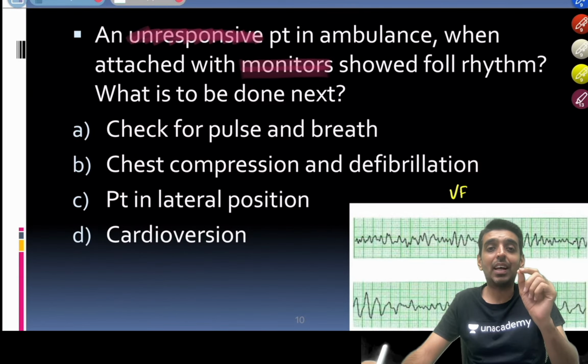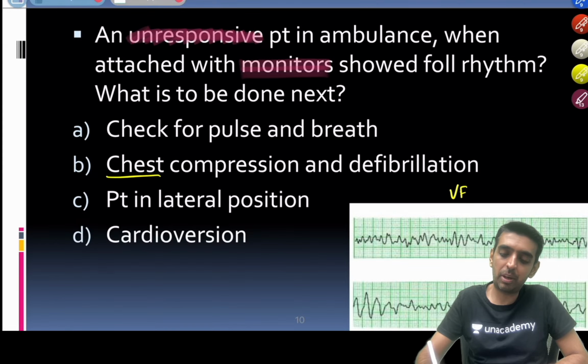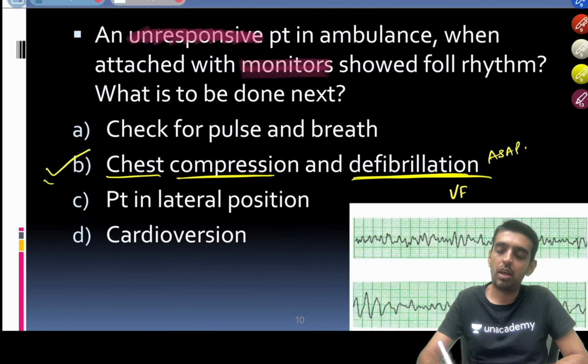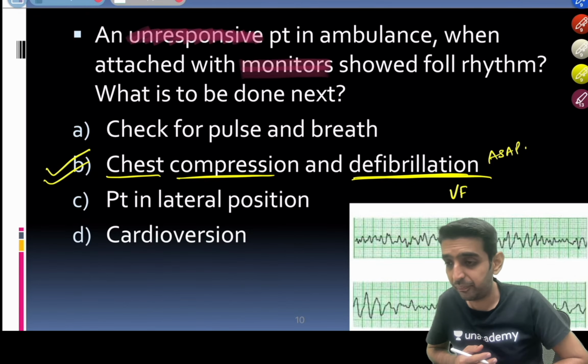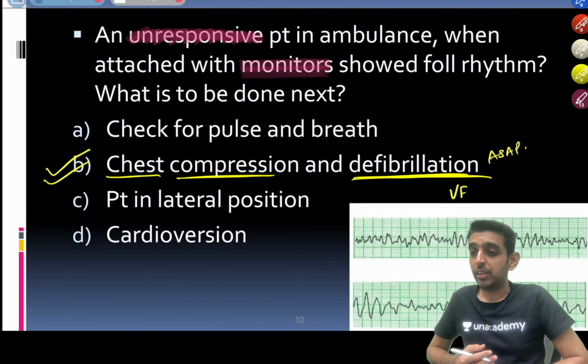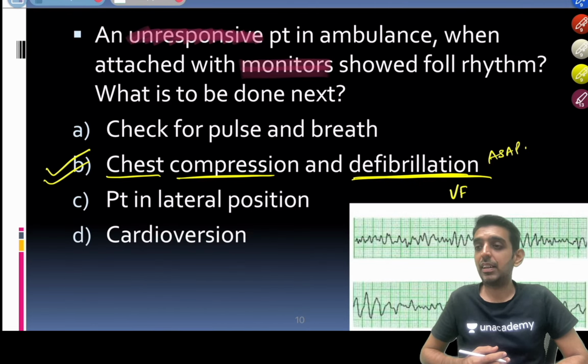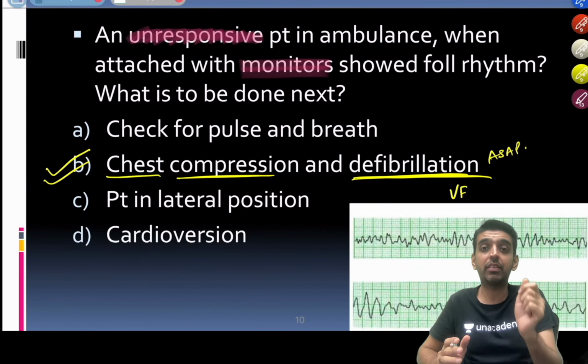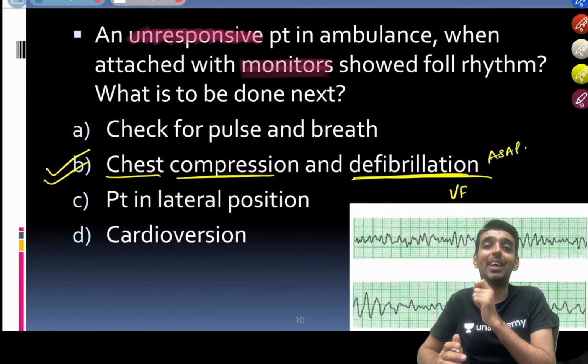So what is the answer here? We'll continue with the chest compressions and defibrillate as soon as possible. Give shock as soon as possible, right? Very good, guys. Yes, exactly correct. So this is the answer, right? We will continue with chest compression and defibrillate as soon as possible.